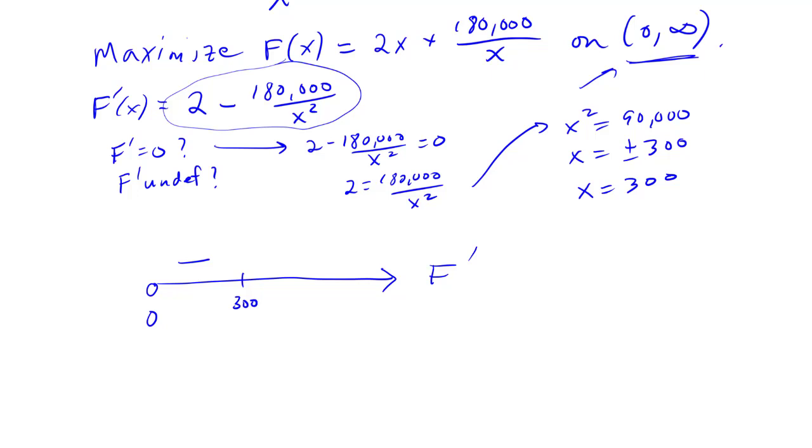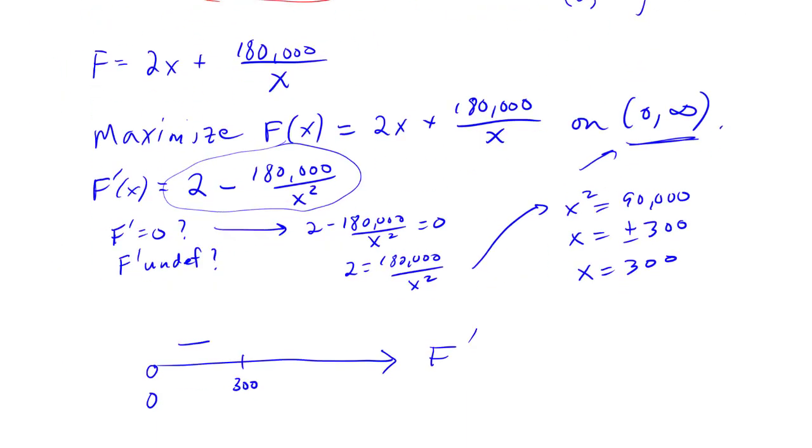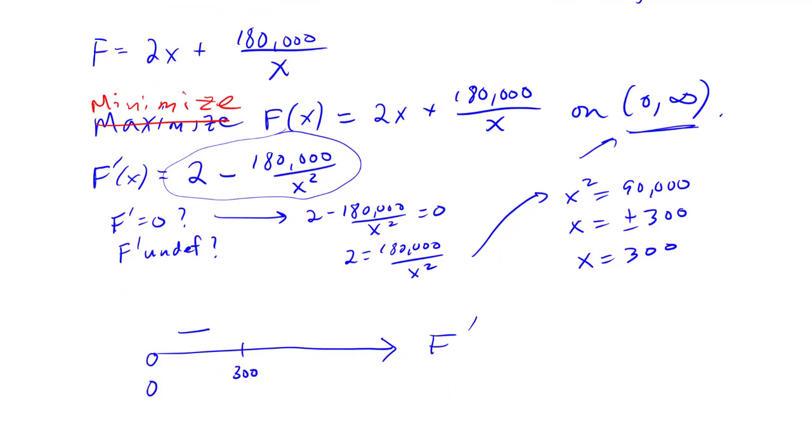Oh, you know what I did incorrectly here? Hold on one second. We were trying to minimize the amount of fencing. So I just noticed something. Not maximize, minimize. We would have picked that up later, but good thing I fixed that now. All right, so we're trying to minimize this.